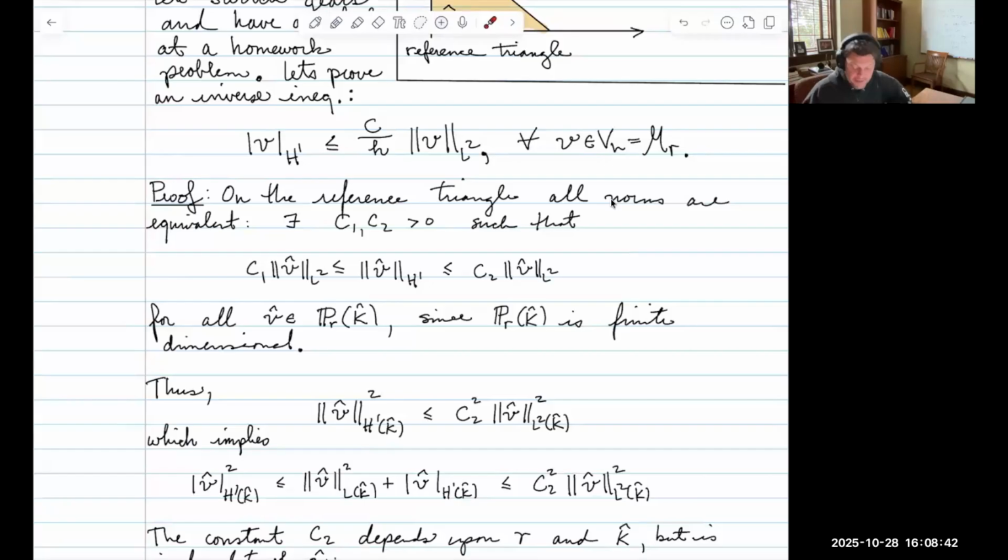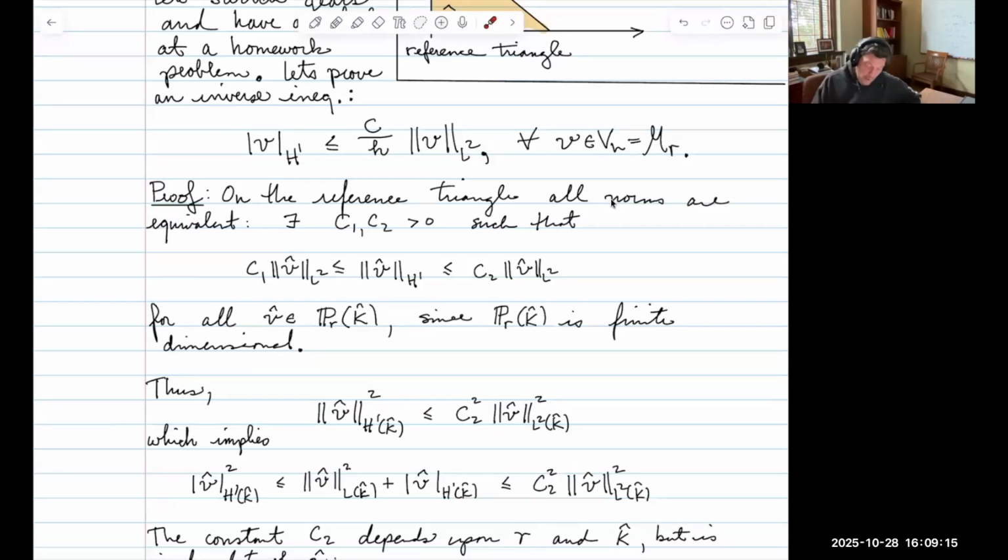Well, it's not unbelievable that it's true because on finite dimensional subspaces, all norms are equivalent. That's something that you learn in functional analysis. When I'm in finite dimensions, all norms are equivalent. So that's where we're going to get started. We're going to use a technique called the scaling argument, and we're going to use the reference triangle somehow.